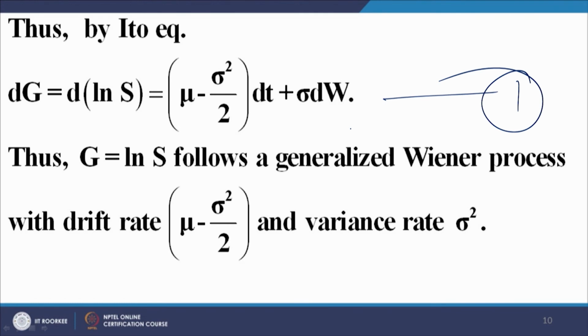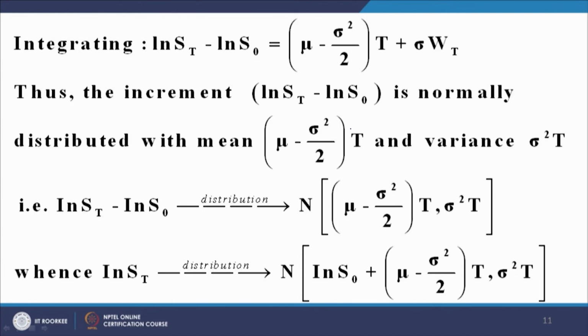For the moment, let me repeat, the drift rate is equal to mu minus 1 by 2 sigma square, and the variance rate is equal to sigma square. Now, from the previous equation, what expression did we have? We had d of log of S is equal to mu minus 1 by 2 sigma square dt plus sigma dW. So, this is what we had for the expression d of log of S.